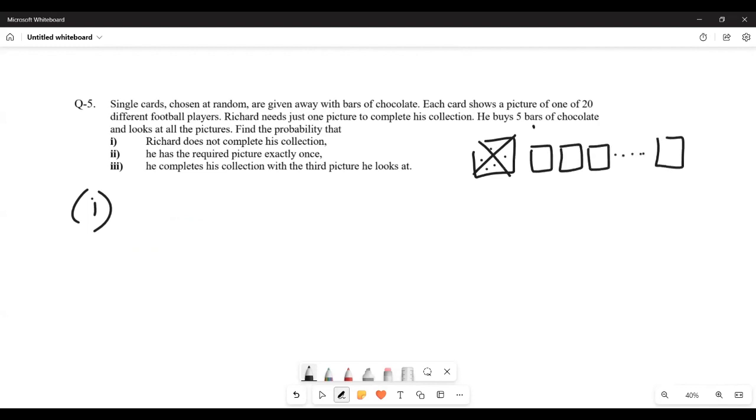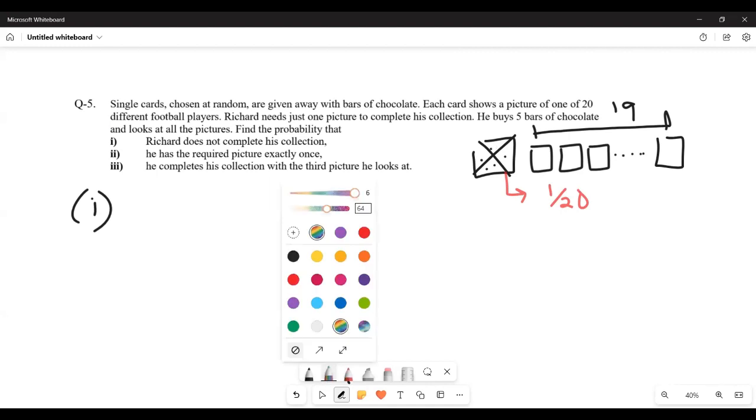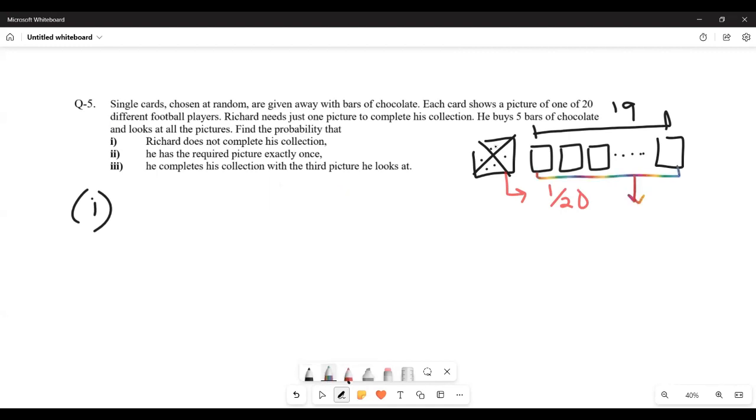19 कार्ड्स हैं जो उसके पास ऑलरेडी हैं. That means in 19 cards, उसके पास कोई आया था. ये जो एक्चुअल कार्ड आने की प्रोबेबिलिटी है, जिसकी उसको जरूरत थी, उसकी प्रोबेबिलिटी है 1/20. और जो कार्ड उसके पास ऑलरेडी है उसकी आने की प्रोबेबिलिटी है 19/20. तो उसके पास वही आए, जो उसके पास ऑलरेडी है. और कितनी चॉकलेट्स खरीदी? उसने 5 चॉकलेट्स खरीदी.